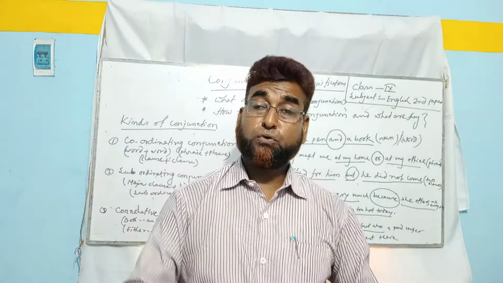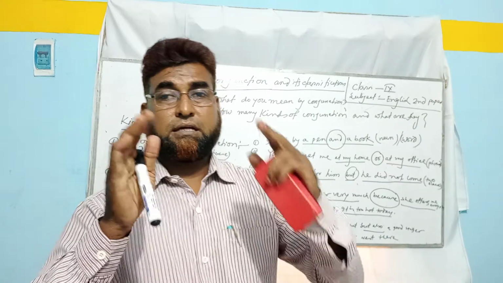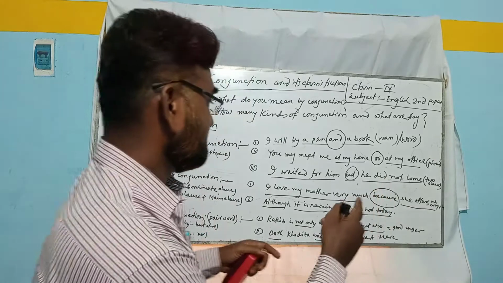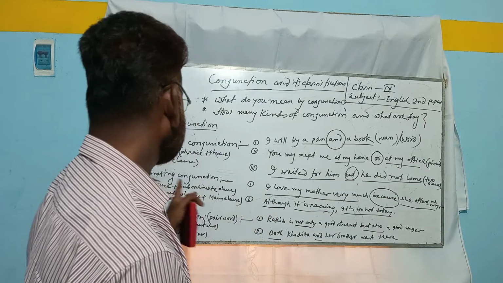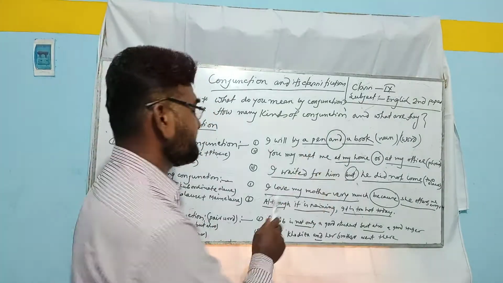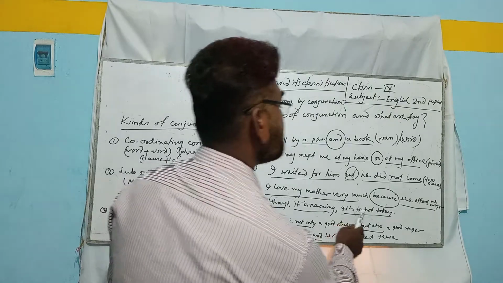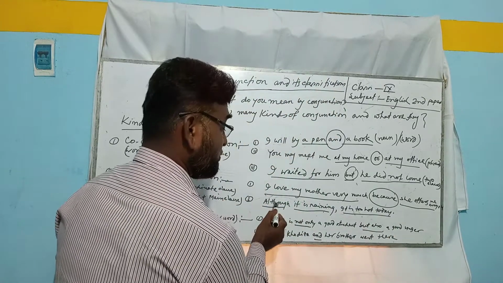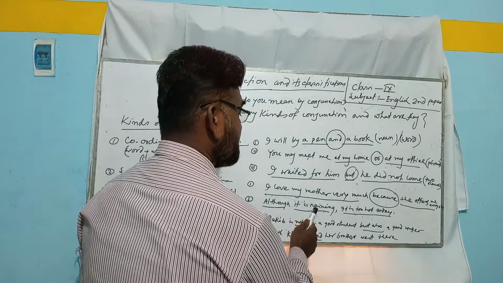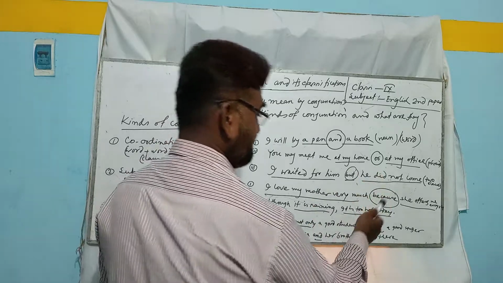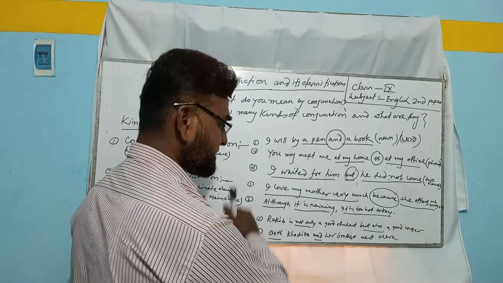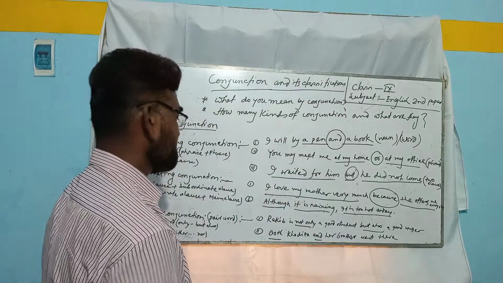When with these subordinating conjunctions we join one or more sentences, then it is called a subordinating conjunction. I have written another example: Although it is raining, it is too hot today. Here, 'although' is a subordinating conjunction because this subordinate clause is joined with another principal clause, and together they have been connected by a subordinating conjunction.